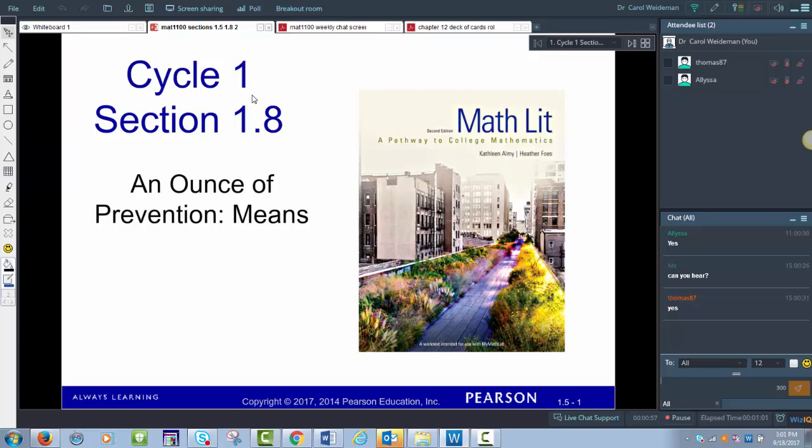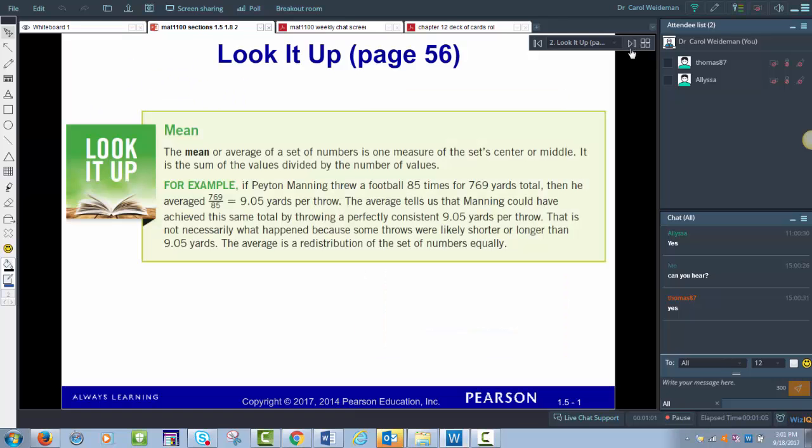So let's do 1.8 first, which talks about means. And so what's a mean? So a mean is an average. So if we have a set of data, and by the way, we're in a cycle now called cycle 1A, which is on probability and statistics. So we're starting a new section this week. So the mean, or the average, is a measure of the center of a data set.